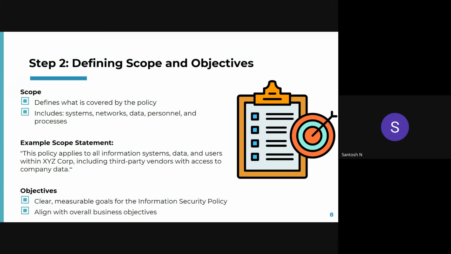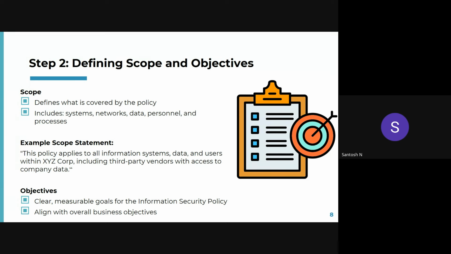The policy applies to all information systems, data, and users within XYZ Corp, including third-party vendors with access to company data. So here, you're trying to bring everybody into the scope, including your contractors. You're bringing in everything, including systems, data, and users, and applying this policy to everybody in the organization. This is how you draft a boundary in your policy crystal clear.